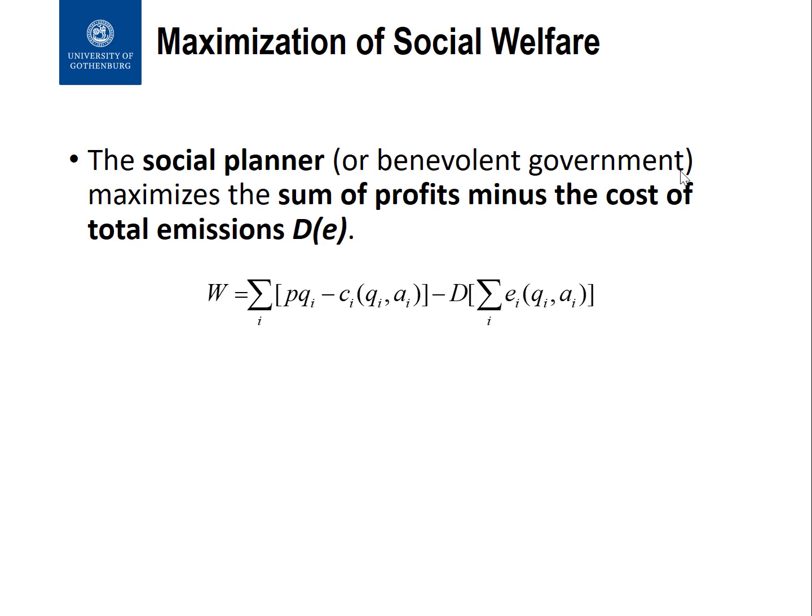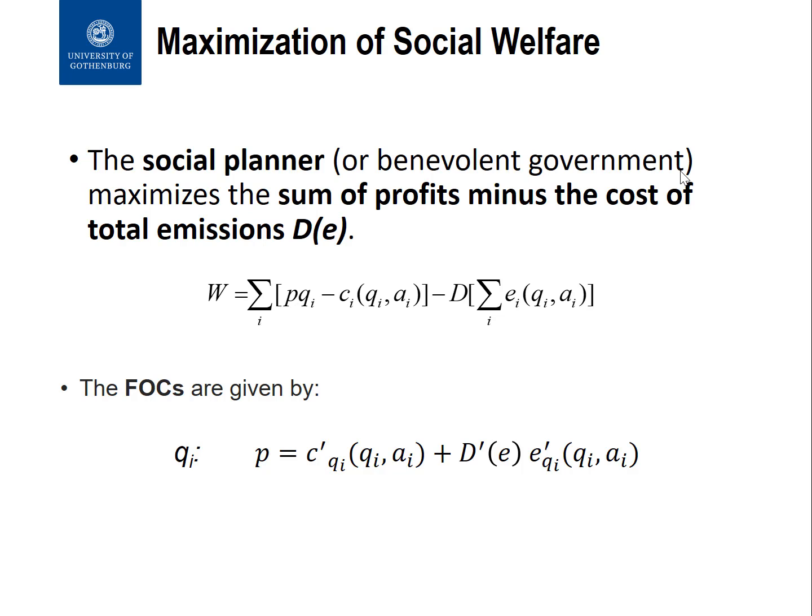Now we want to maximize social welfare, so we asked what a social planner or the government would do. The social planner maximizes the sum of profits minus the cost of total emissions, D(E). So the welfare function is the sum of profits over all firms minus the damage from aggregate emissions produced by all firms. And that leads to our first order conditions, one with respect to Q_i and the other one with respect to A_i.